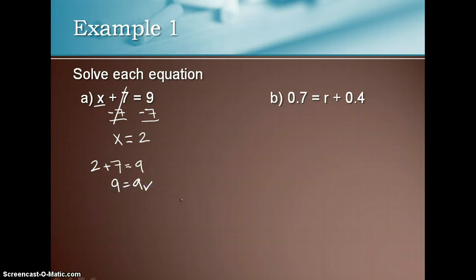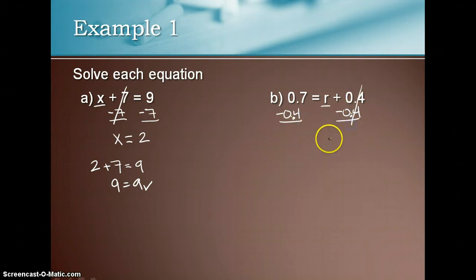Okay? So the second one is 0.7 is equal to r plus 0.4. Again, underline the variable that we're trying to solve for, which is r, which means that the plus 0.4 needs to be removed. So we're going to subtract 0.4 from both sides.